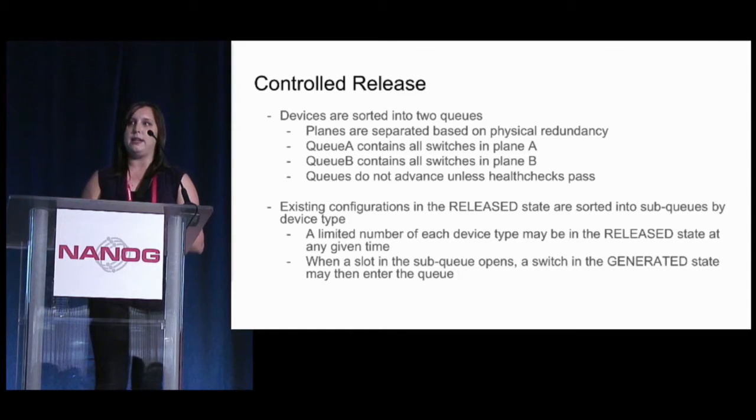Additionally, queue A and queue B are mutually exclusive. So we cannot have devices that are in both queues in the same subqueue at the same time. We want to make sure that plane A succeeded before plane B switches get processed.